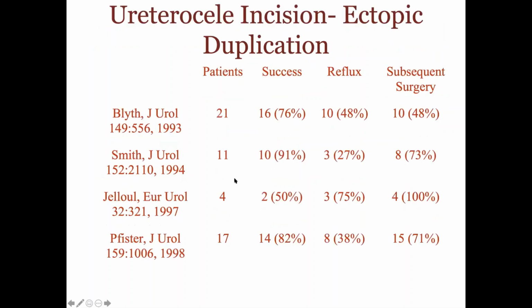So if you do a duplex, though, obviously the success is a little bit less because they're more complex. The incidence of iatrogenic reflux is much higher. And again, I think that's because the trigone is not as well supported, so the ureter is not as well supported. And the subsequent surgery, again, was probably driven by the presence of reflux and maybe not 100% by the presence of breakthrough infections. But at least in these series, the success was pretty good.